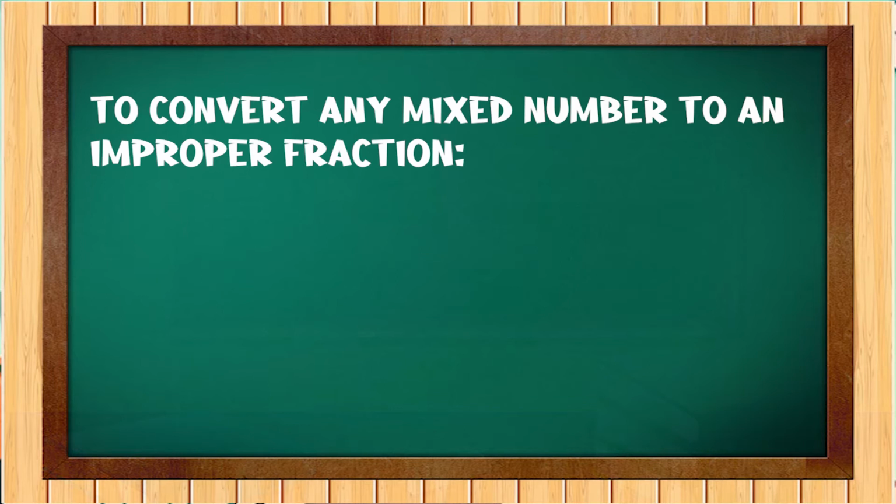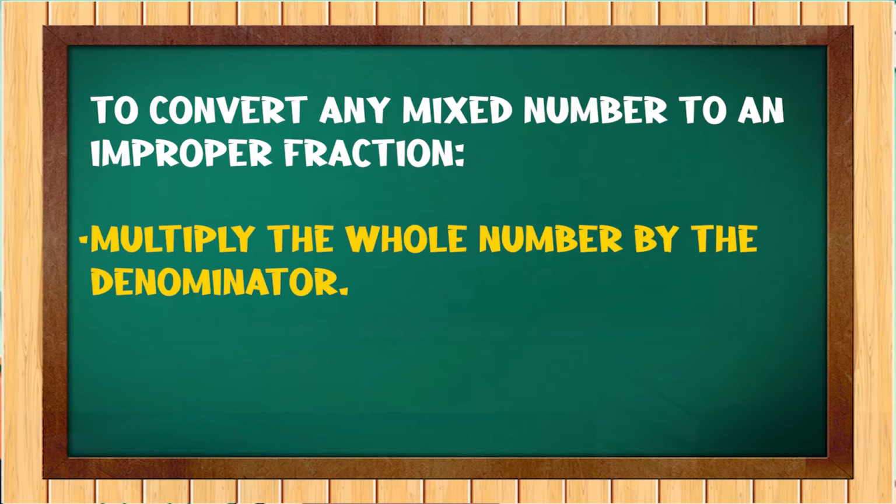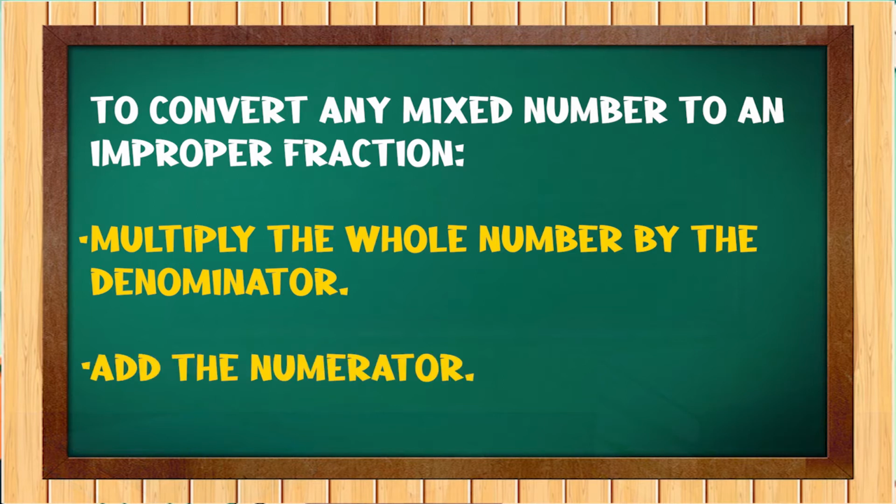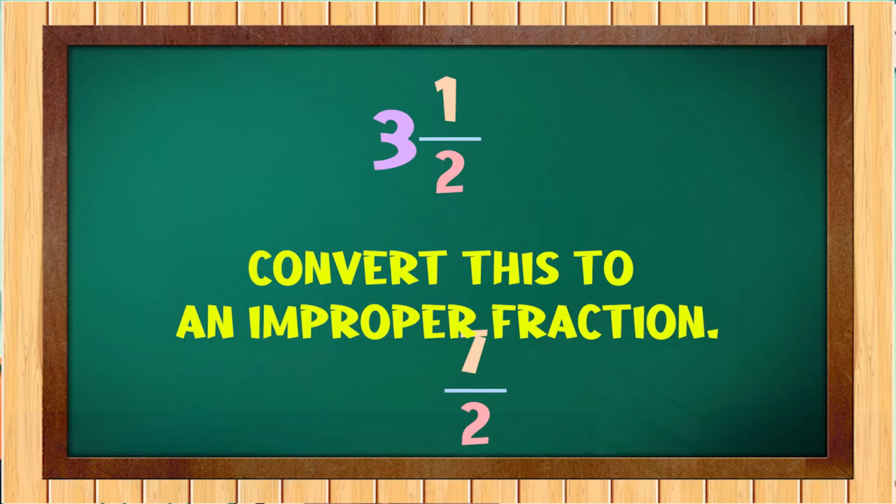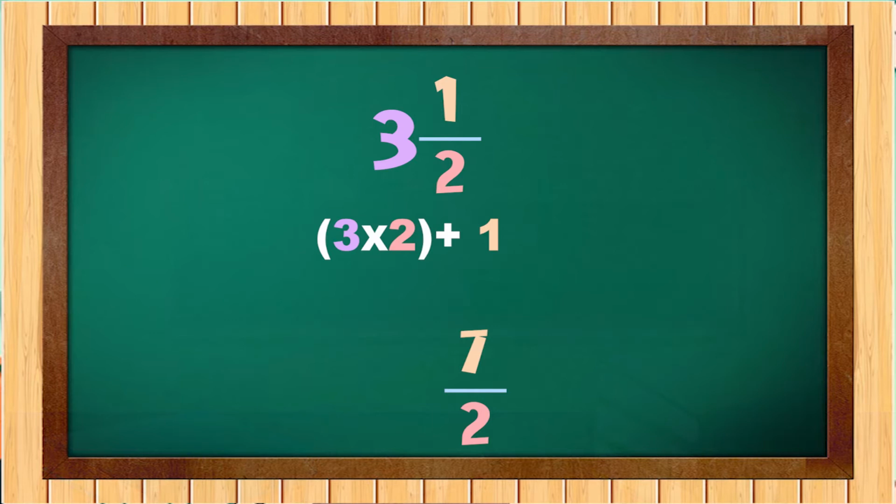When we're asked to convert a mixed number to an improper fraction, we do 2 things. First, we multiply the whole number by the denominator. Then, we add the numerator. So using this example of 3 1/2, to easily convert that into an improper fraction, we're going to multiply the whole number, which is 3, by the denominator. So 3 times 2 will give us 6, and then we add the numerator, that will give us 7. Therefore, the improper fraction would be 7 halves.